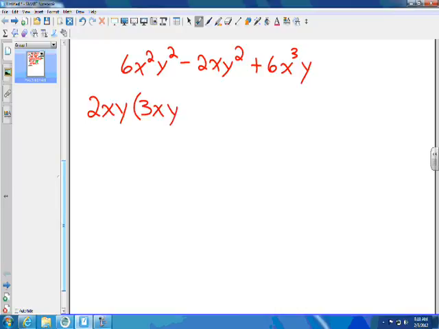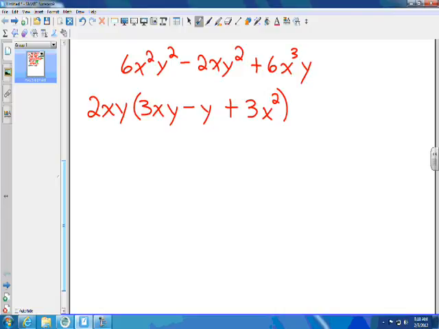So we've done the first term. Minus 2 over 2 is 1, and you can put the 1 there, or you don't have to. X over x is what? What was 2 over 2? So x over x is also 1. And then y squared over y is y to the first. So that's all you'd have left out of that middle term. And then plus 6 over 2 again is 3. X cubed over x is x squared. And y over y, 1, or it cancels out. That's what we're left with.